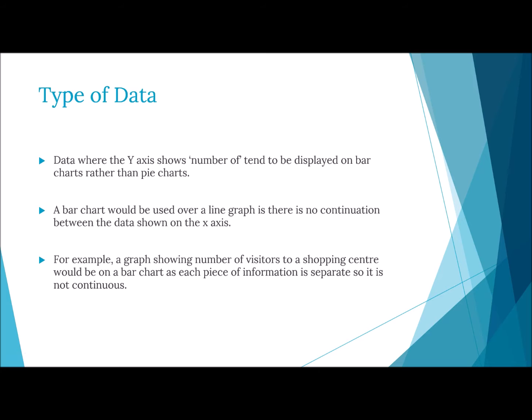Fancy word for that instead of separate is discrete. So we call that discrete data. So if you're asked to choose the type of graph you draw, you need to think about whether that data is discrete, separate, or whether it is continuous.